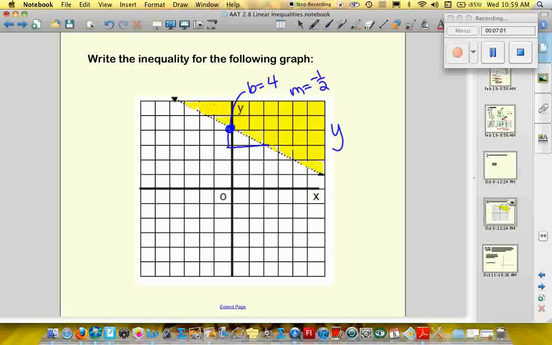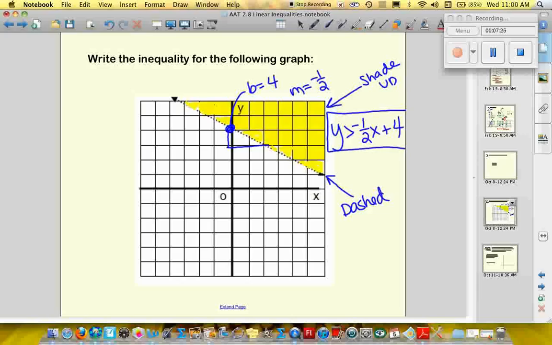But I need to think about my inequality now. Now I know it's dashed, so that's telling me I don't want the or equal to, and I know I'm shade up. So I want a greater one. Again, we can test. So if I test 0, 0 should not work. So if I put a 0 in here, this is saying 0 is greater than 4. This is false, as it should be because that's not shaded there. So you can kind of put your pieces together and write the inequality given a graph.